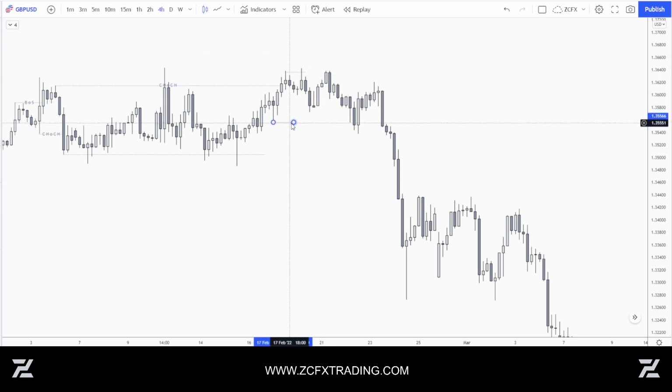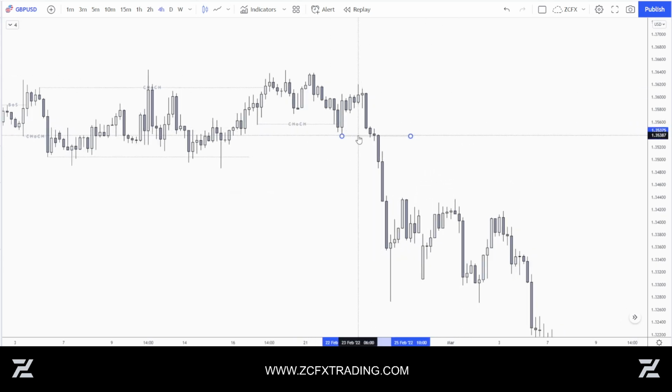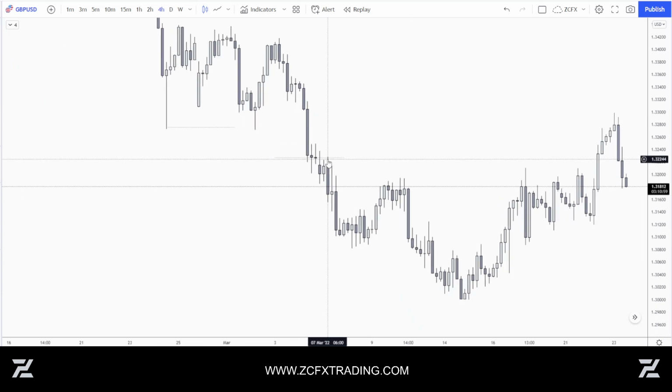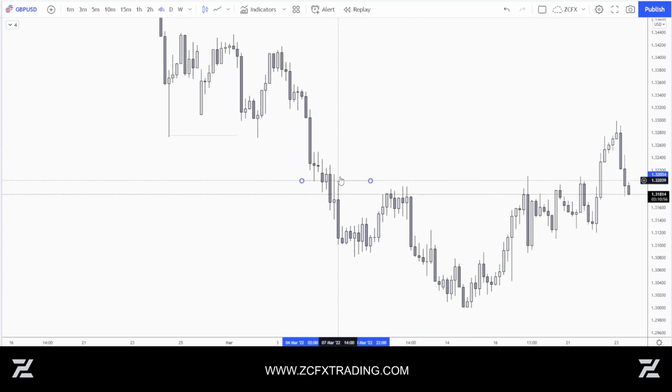This is our low. Broke structure downside, so that'd be a chalk. Got a new low there. New high up here. New low, high, break structure, low.